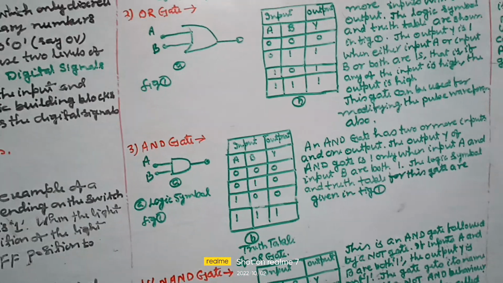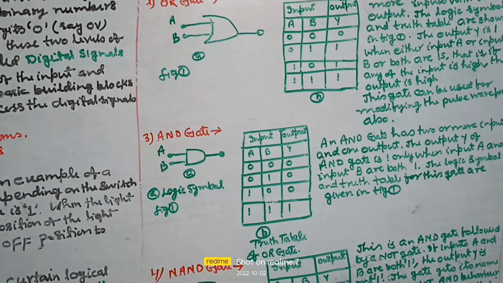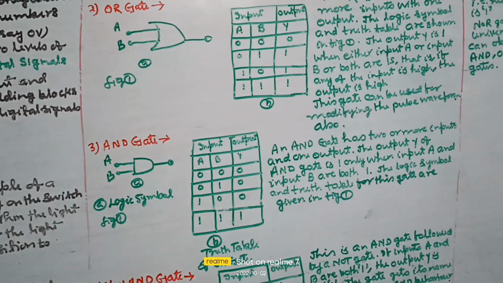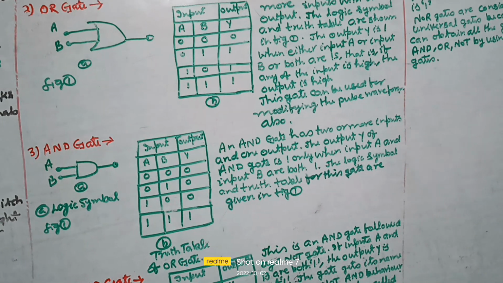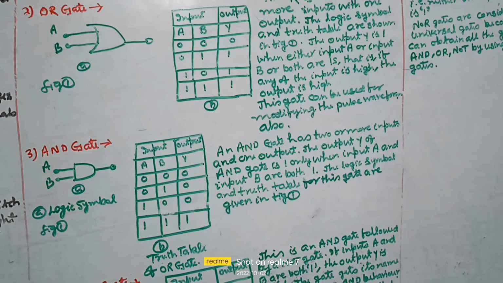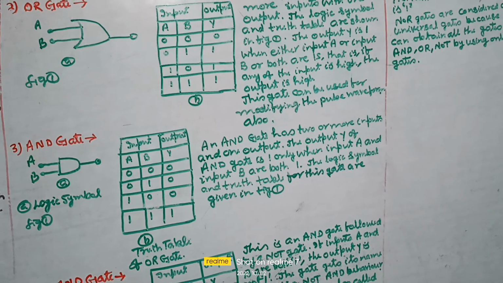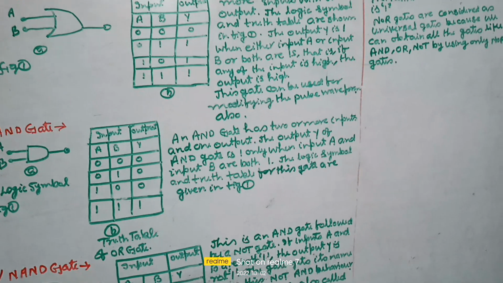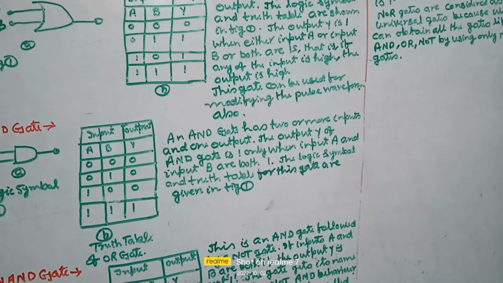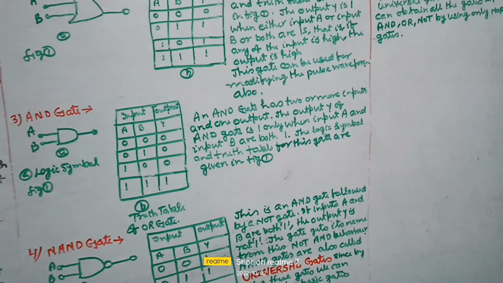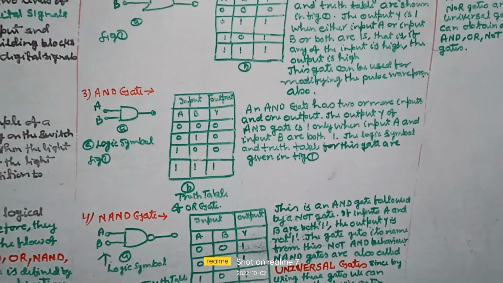Third, AND gate. An AND gate has 2 or more inputs and one output. The output Y of an AND gate is 1 only when inputs A and B are both 1. The logic symbol and truth table for this gate are shown in figure 1a and b.